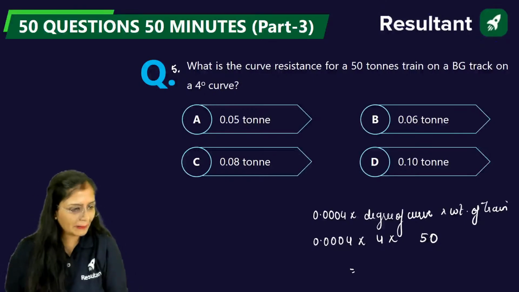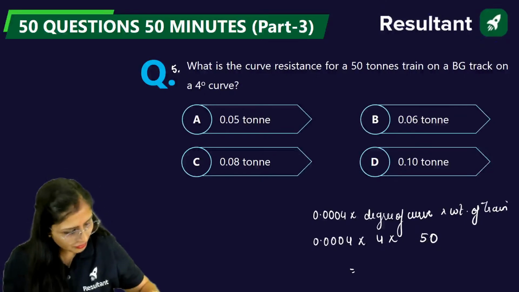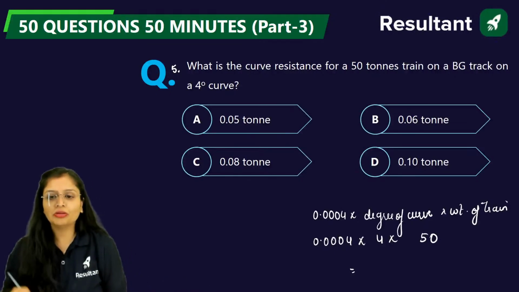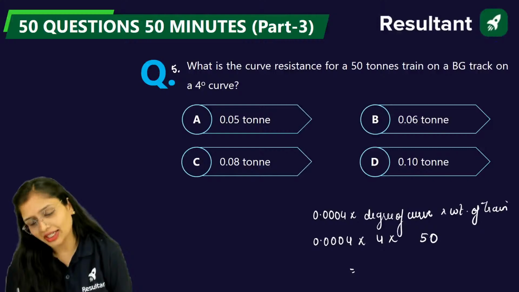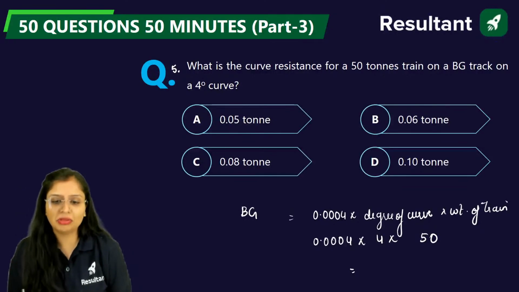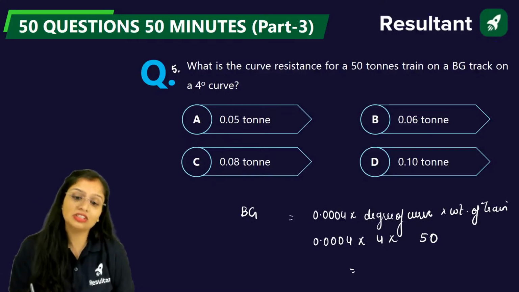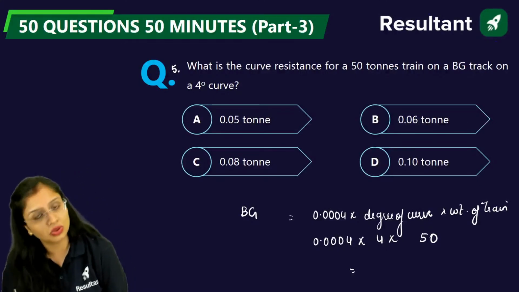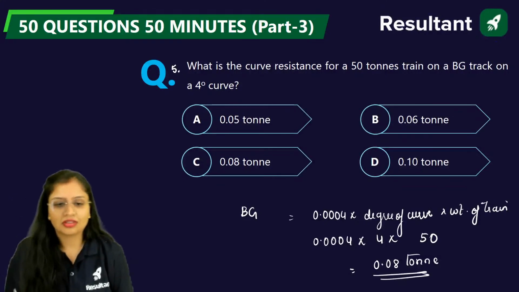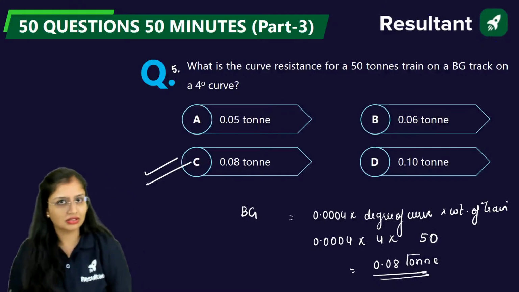Solve it, you will get the answer. How much are you getting? Solve it guys quickly. Remember this is for broad gauge. In case of meter gauge, it will be 0.0003. I am repeating, in case of narrow gauge, it will be 0.0002. Okay, so how much will it come? 0.08 ton. So C will be your answer. Okay.